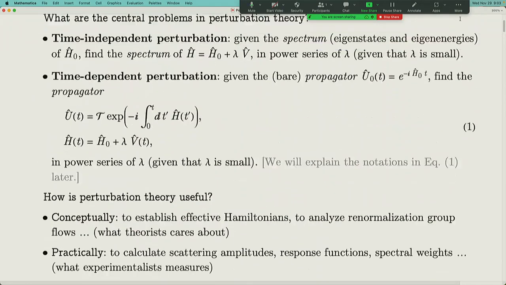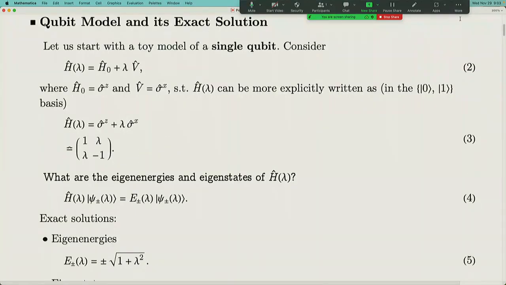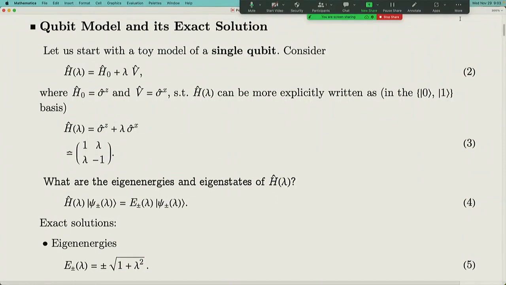Okay, so that's the general framework. Today we are going to discuss the first topic, which is time-independent perturbation. In that subject, the main goal is to understand how eigenstates and eigenvalues are affected by the perturbation. Let's be more concrete and look at a simple example.